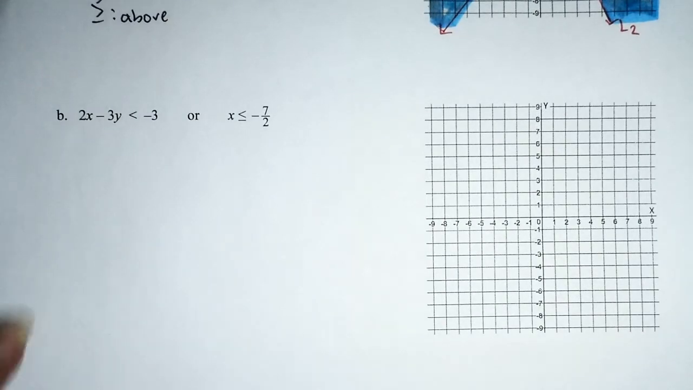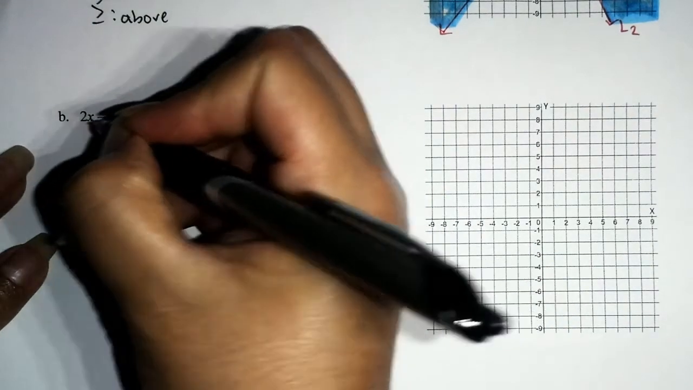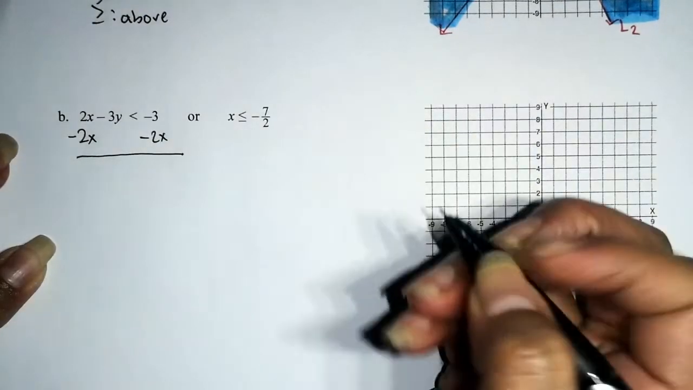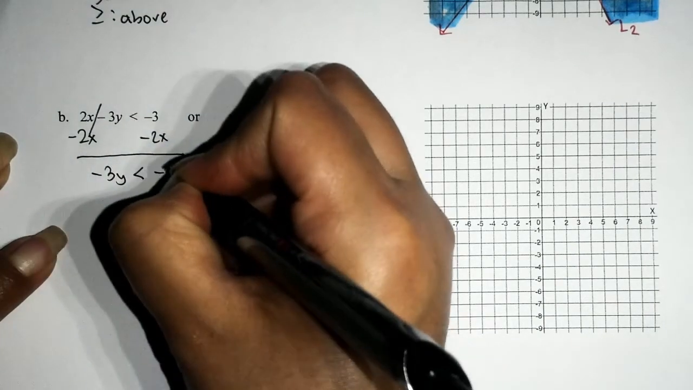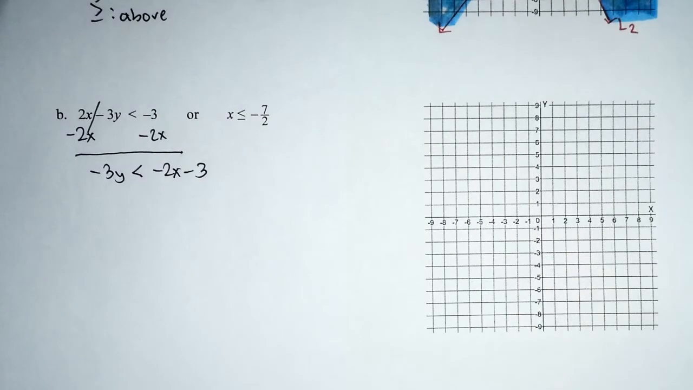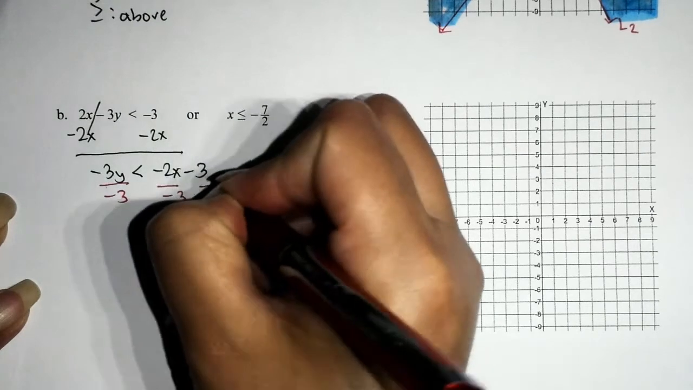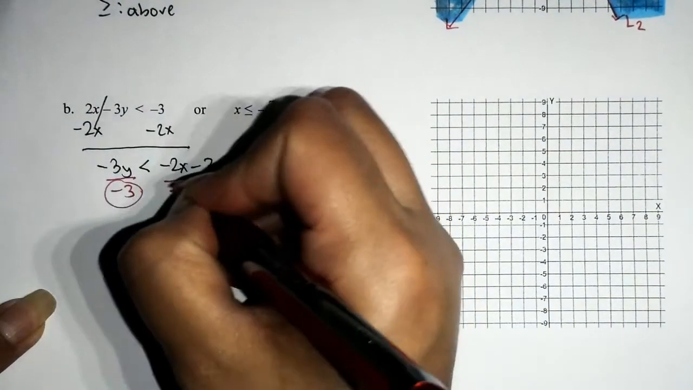First inequality, unfortunately, it's not in slope-intercept form, so let's go ahead and put it in slope-intercept form. To isolate the y term, let's subtract 2x from both sides, and that will leave us with negative 3y is less than negative 2x minus 3. To finish it off, to get rid of the times negative 3, let's divide both sides by negative 3, and that will leave us with, actually let me make a big fuss.